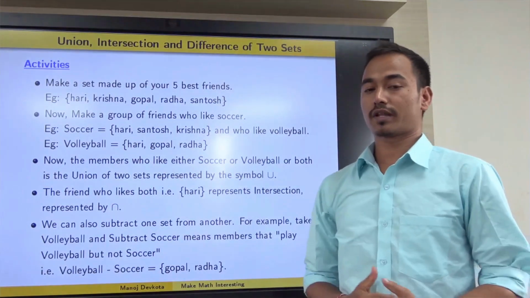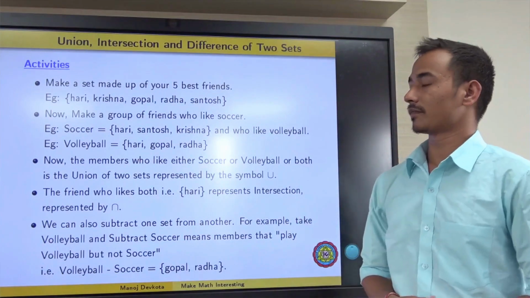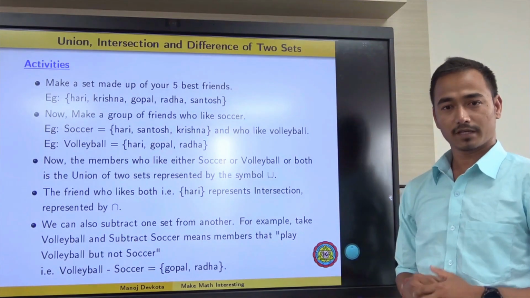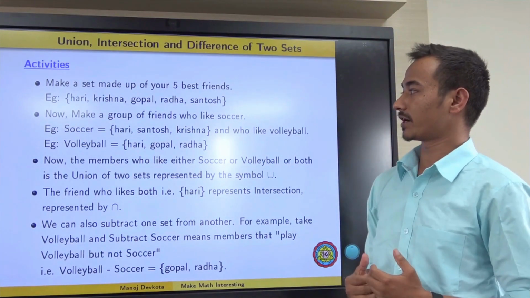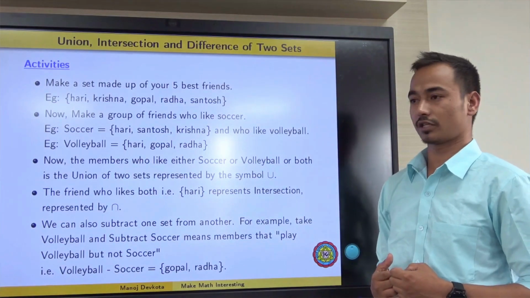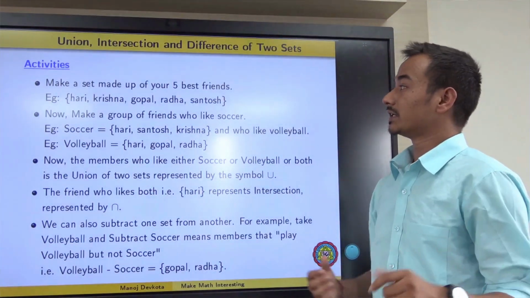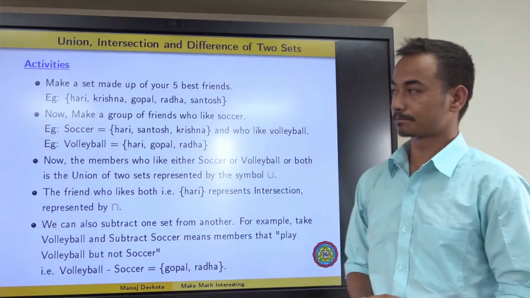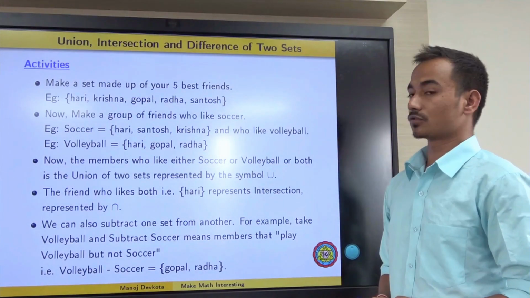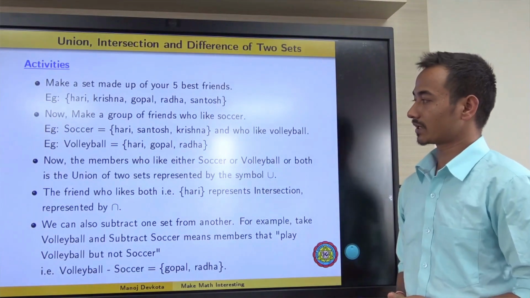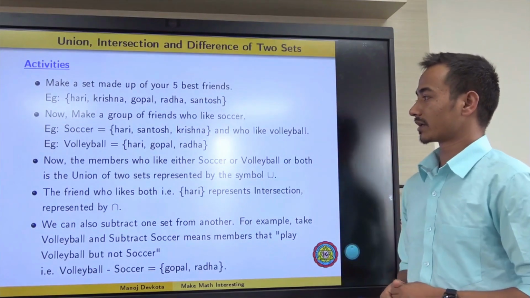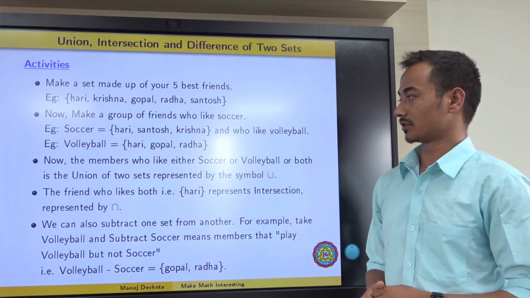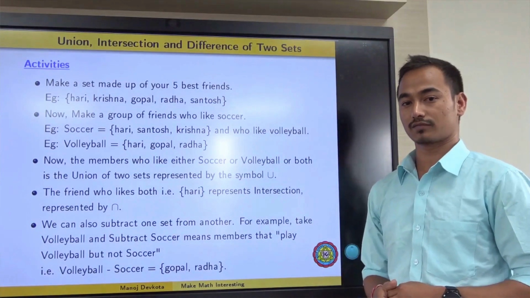There is one activity which I have presented here. We have to make a set made up of your 5 best friends. In my case, let's say I have friends Hari, Krishna, Gopal, Radha, Santosh. As I mentioned earlier, it is represented inside curly brackets, and since these are members, they can be lowercase. Now make a group of friends who like soccer. In my case, Hari, Santosh, and Krishna like soccer. And who likes volleyball? Hari, Gopal, and Radha like volleyball.